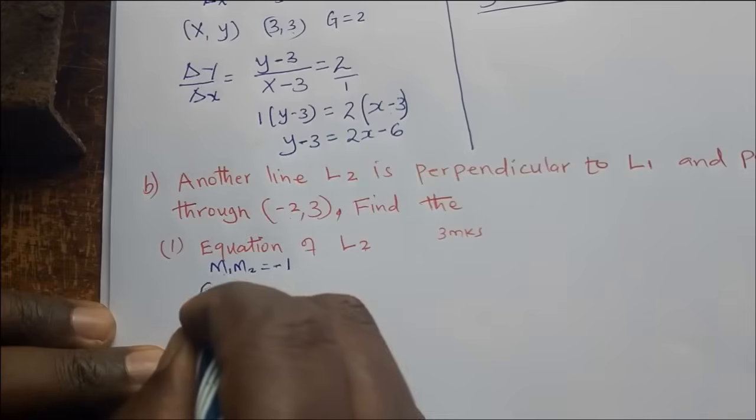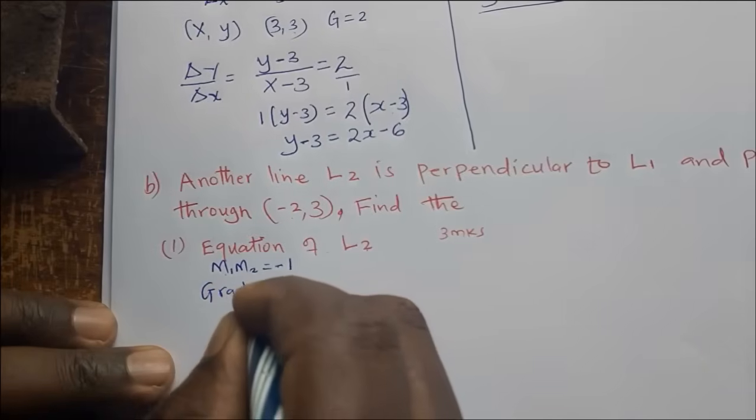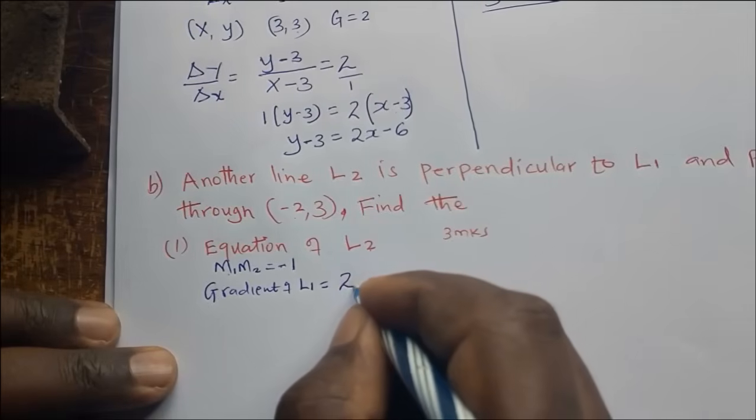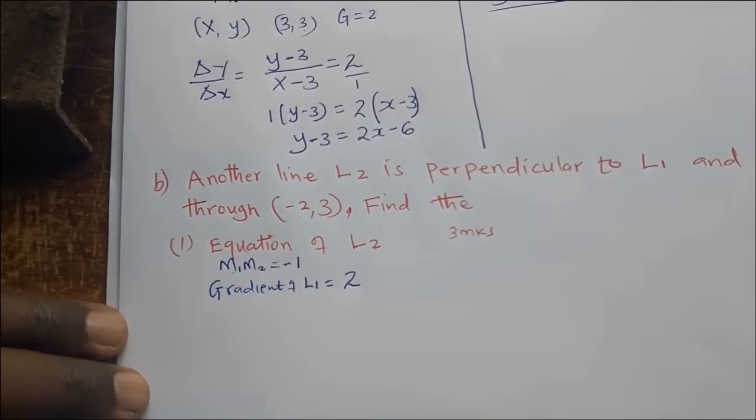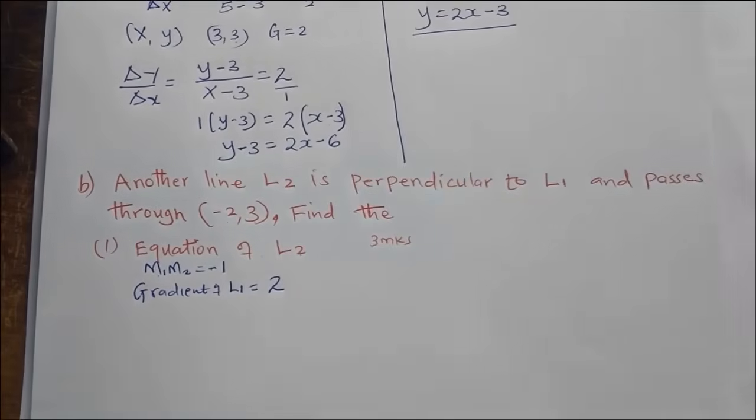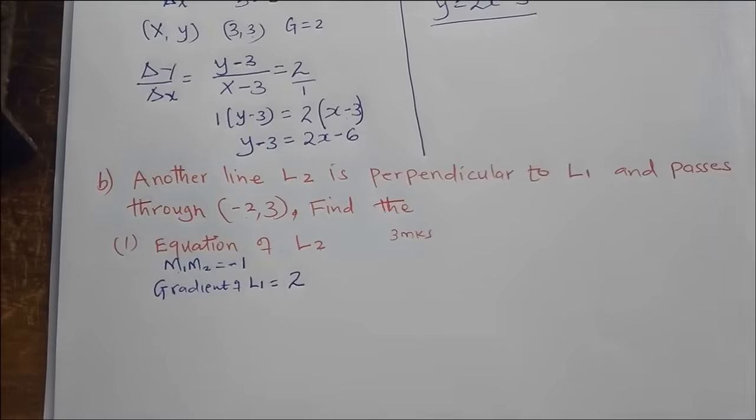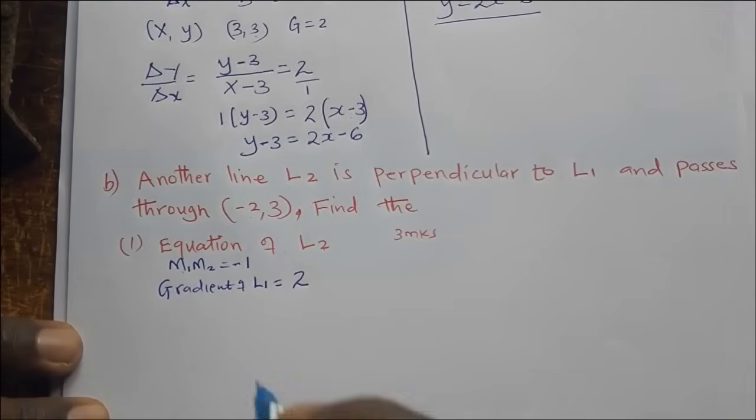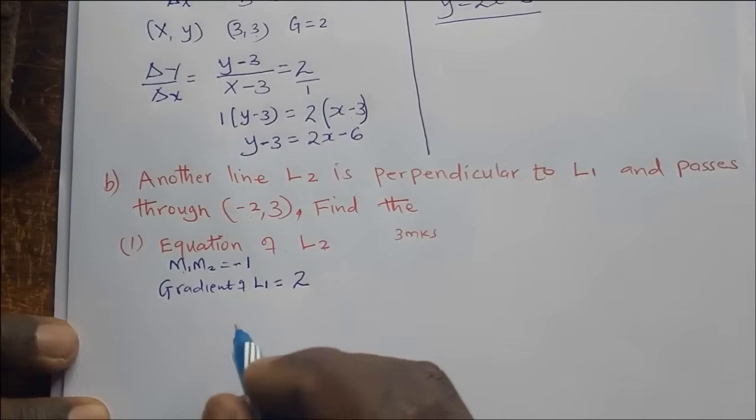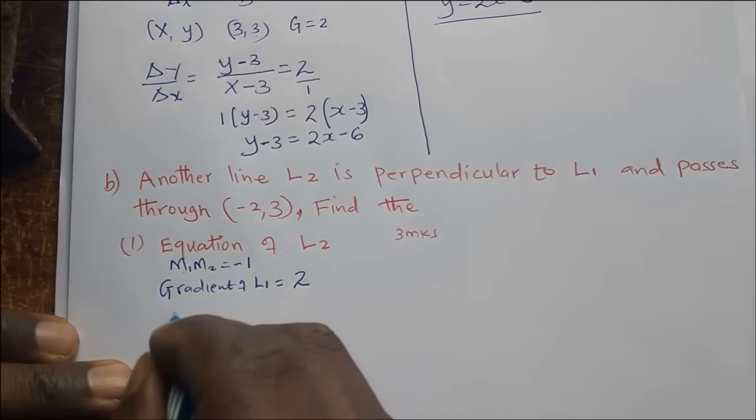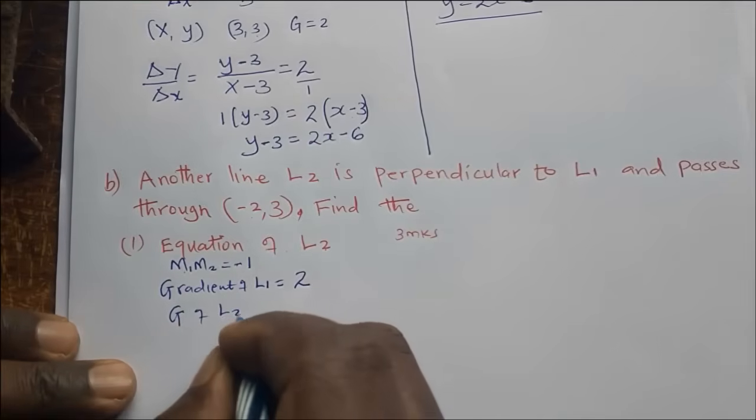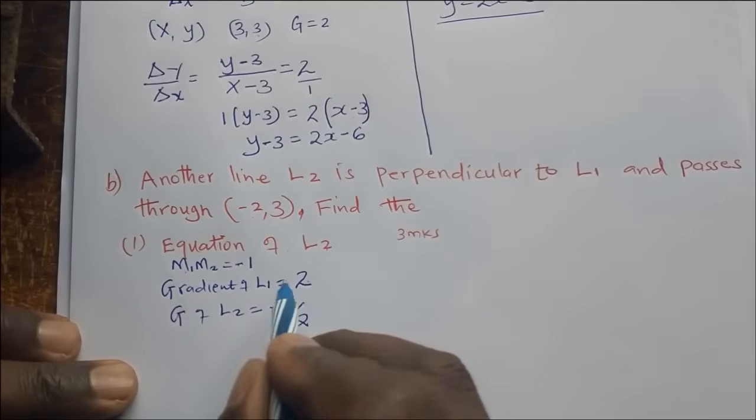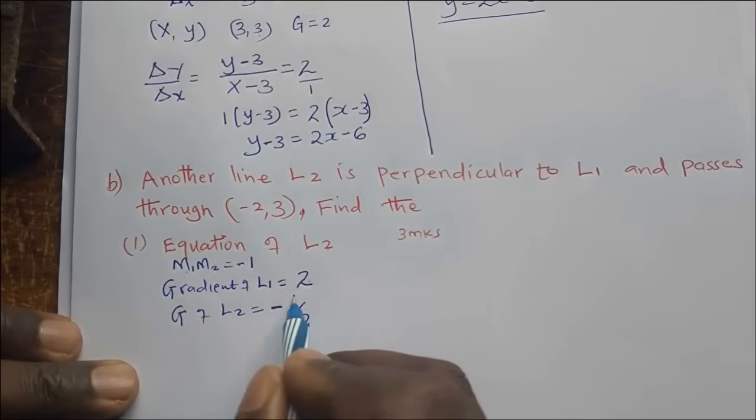Now we know the gradient of L1 is equal to 2. If they are perpendicular, you should also remember that the gradient of the other line is the reciprocal of the other, and the sign, if the first one is negative, the second one will be positive, and if the first one is positive, the other one will be negative. So the gradient of L2 will be equal to negative 1 over 2, the reciprocal of the first one. And since the first one was positive, the other one will be negative.